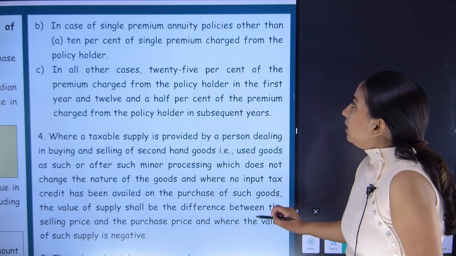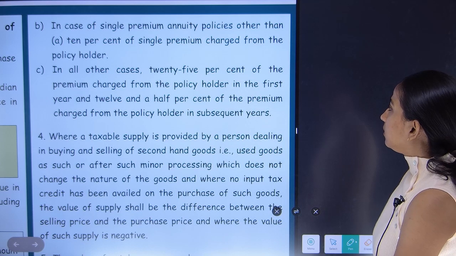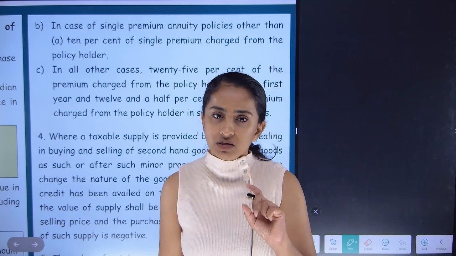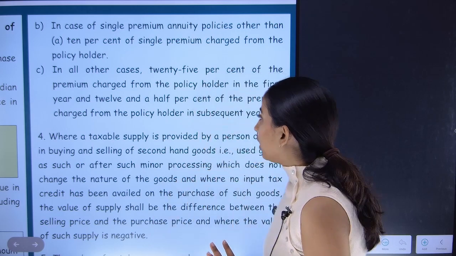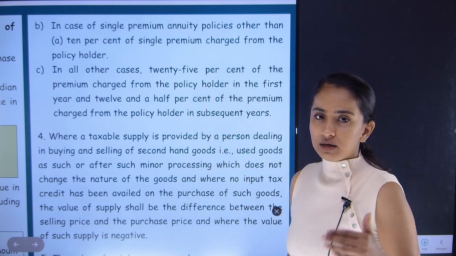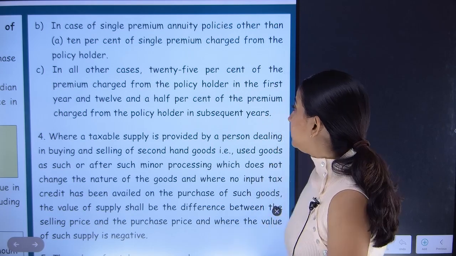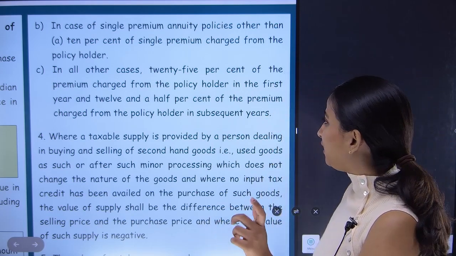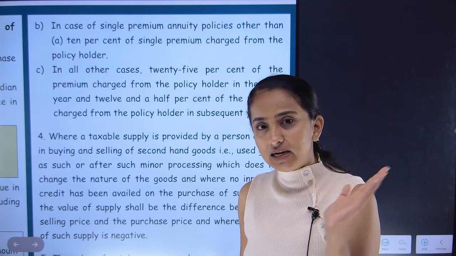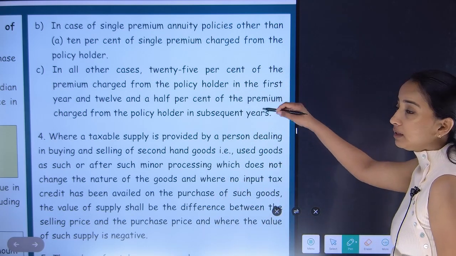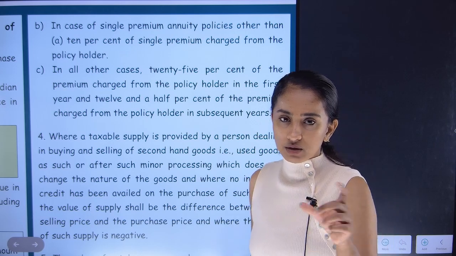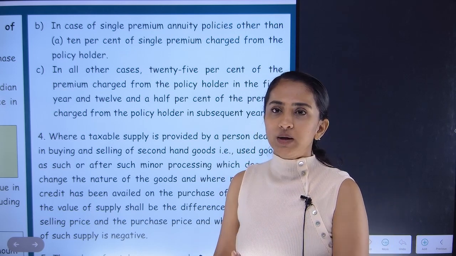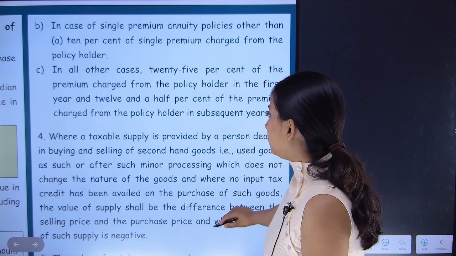Then 10% of the single premium charge, 10 lakh rupees into 10% is how much? 1 lakh. So 1 lakh will be the value of supply. Okay. In all other cases, if it does not fall under the earlier first two cases, then for the first year of your insurance it will be 25% of the premium charge, and from the second year onwards it will be 12.5%. Clear? Whatever premium, you know what is premium that you pay to the LIC, right? So 25% in the first year on the premium charge, 12.5% on the rest of the years.